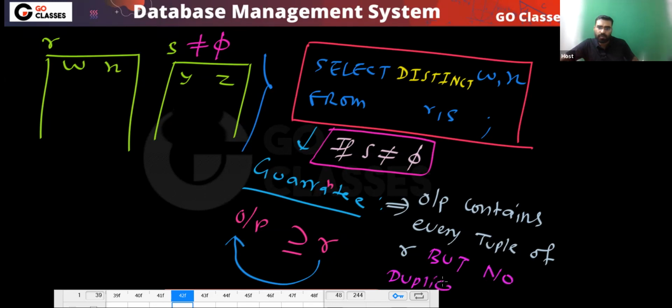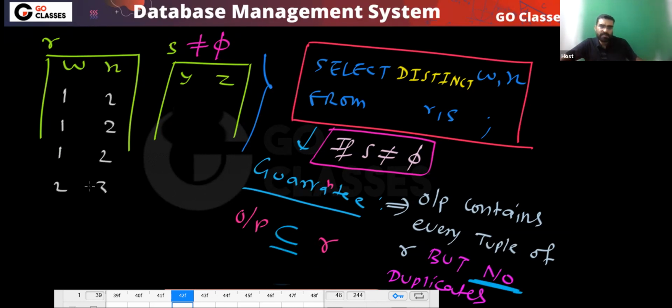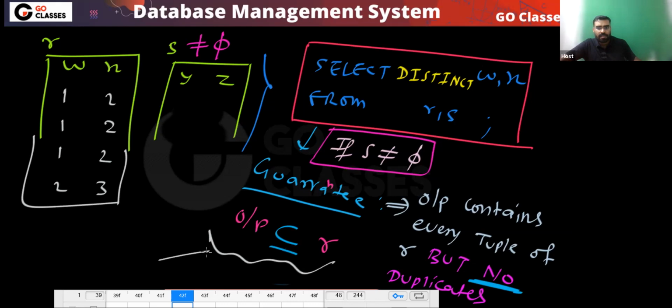Now who is a superset of whom? The output contains every tuple of R, but no duplicates. Now can I say the output is the same as R? Now R is a superset of the output. Remember, because R can have duplicates. Is this clear?